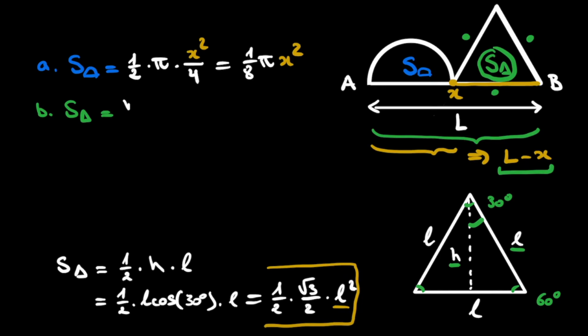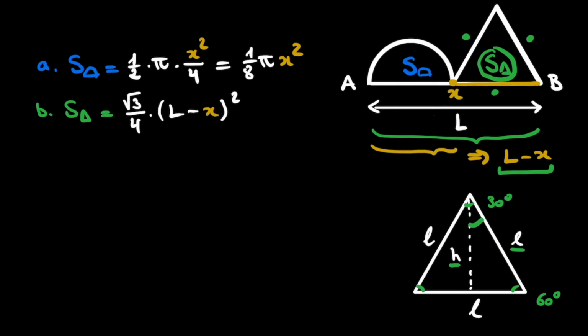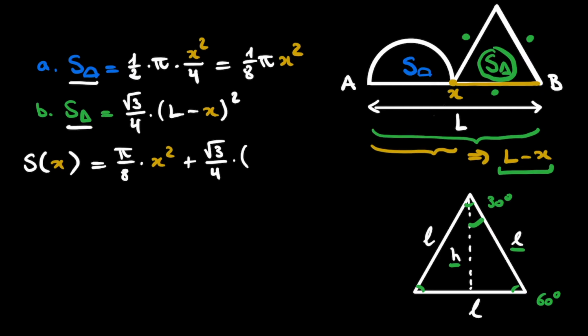Therefore, the surface becomes the square root of 3 divided by 4 multiplied by the length squared. In this case, the length will be L minus this x, and we square this. And now that we've written both of our surfaces separately as a function of x, we can of course write the total surface as a function of x. This simply becomes the first surface, which is pi divided by 8 multiplied by x squared, plus the surface of our equilateral triangle, which is the square root of 3 divided by 4 multiplied by L minus x squared.